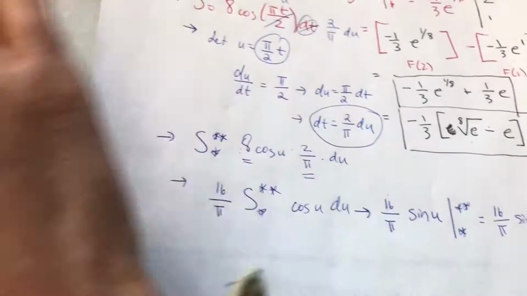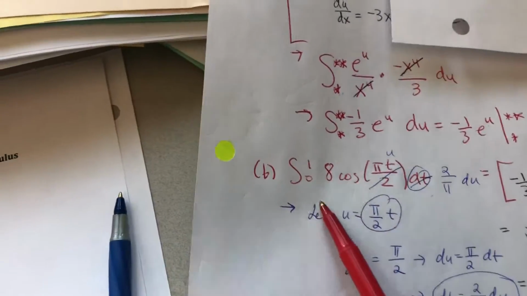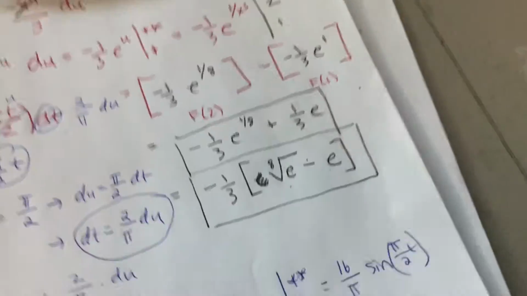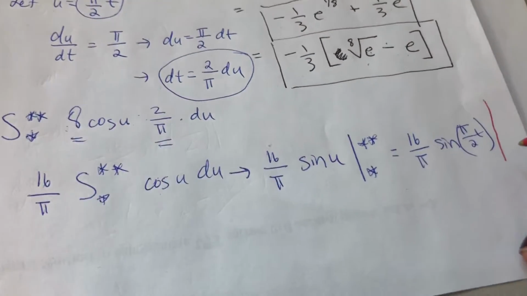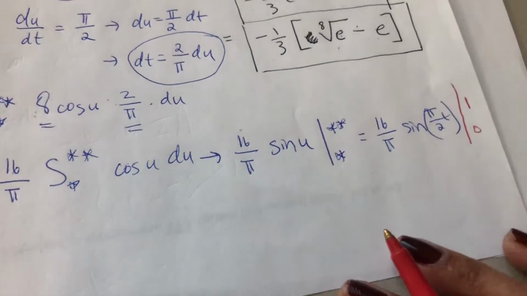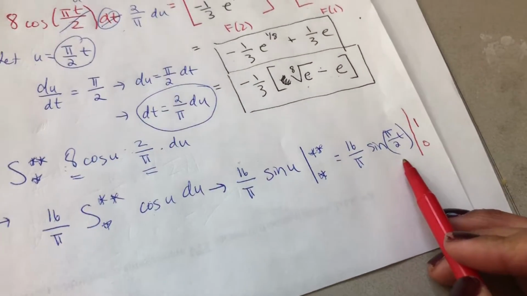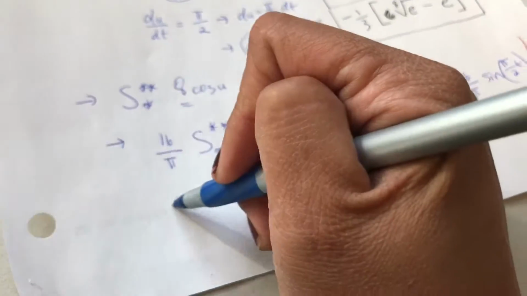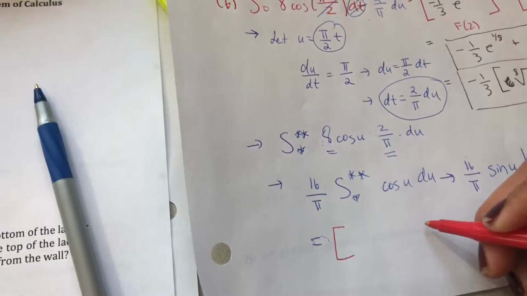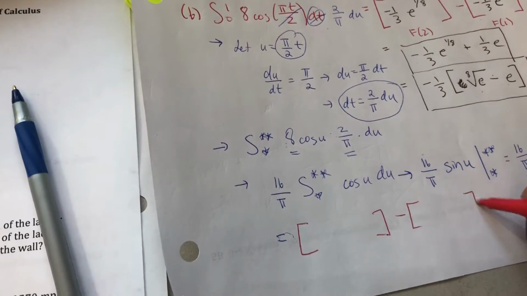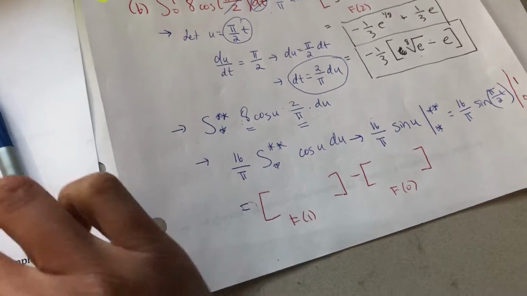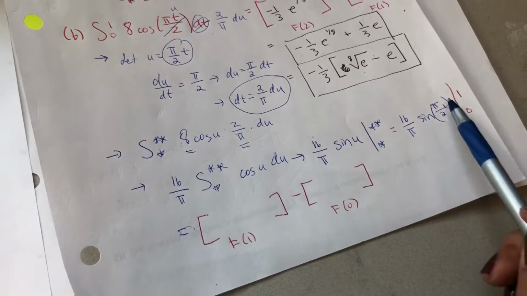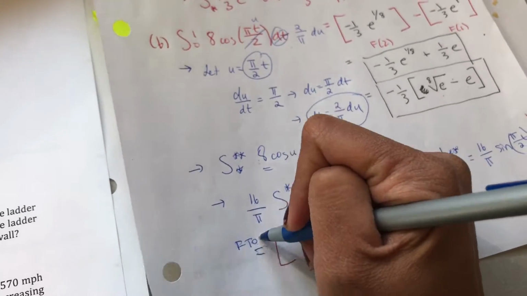And this is going to go from, now I'm going to substitute the 0 and the 1 in because now I am back in terms of t. And this is really hard to do with one hand as I'm holding my phone and writing at the same time. Okay, so now I'm ready to use the fundamental theorem of calculus. I'm going to do bracket, bracket, minus bracket, bracket. So in here I'm going to have F of 1 minus F of 0. F of 1 is F of b and F of 0 is F of a. So F of b minus F of a is the fundamental theorem of calculus.